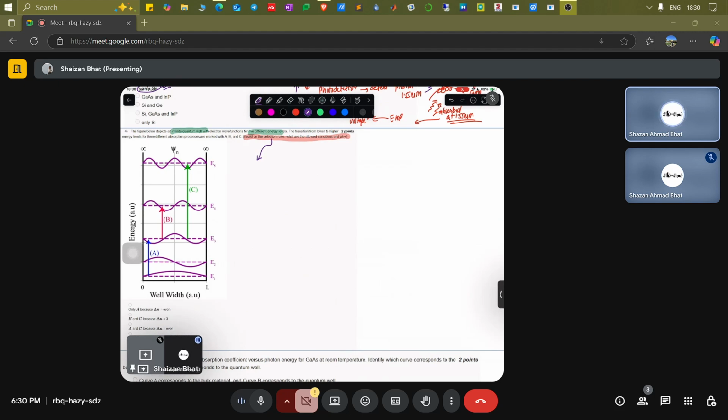For an electron to go to different subbands, only those where delta n is odd are allowed. If it's even, then the transitions are not allowed. And it's based on basically wave function overlap. The wave function overlap integral: psi f times, for example, x, which comes from the dipole moment, times psi initial, dx. This integral has to be solved, and it can be either zero or non-zero. If it is zero, then the transition is not possible, and if it's non-zero, then those transitions are possible.